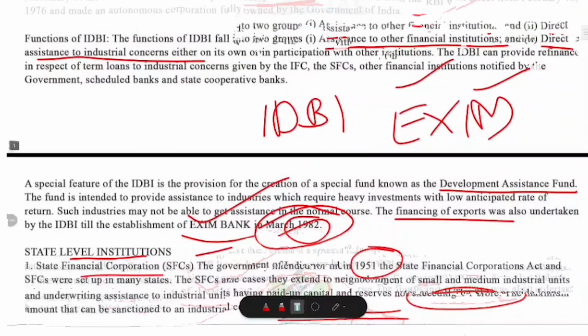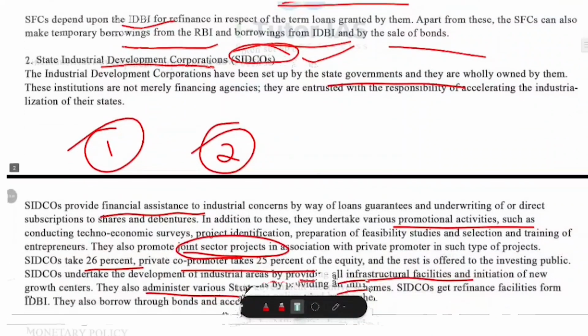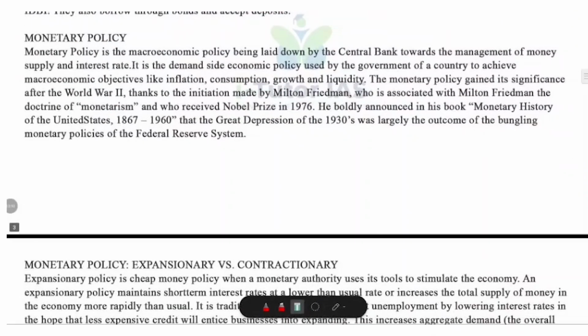What is the full form of SIDCO? State Industrial Development Corporation. Okay.